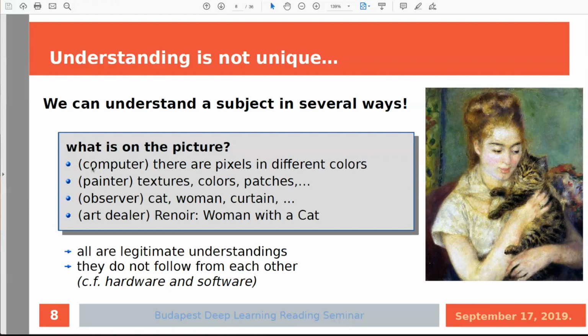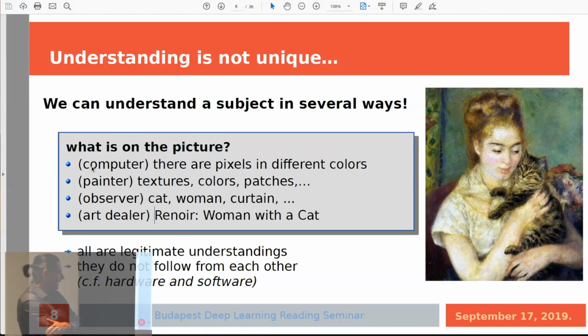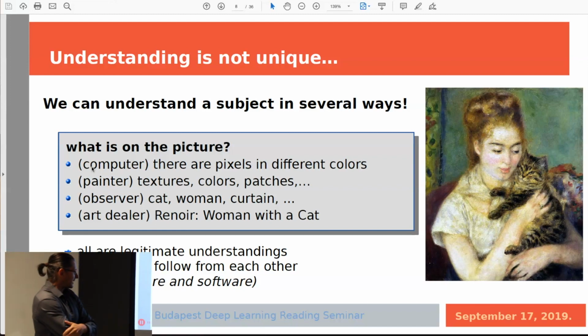And all of the answers are correct. So we cannot tell that understanding is one of them. No, understanding is any of them, and we have to be able to give an account for all of these answers that show up here. So they're all legitimate understandings. And it's also very interesting that they do not follow from each other. Sometimes people think that from a microscopic understanding, we will know the macroscopic understanding. It is not true in this example. We cannot tell, knowing the pixels, that it is Renoir, one woman with a cat. They are very, very far from each other.